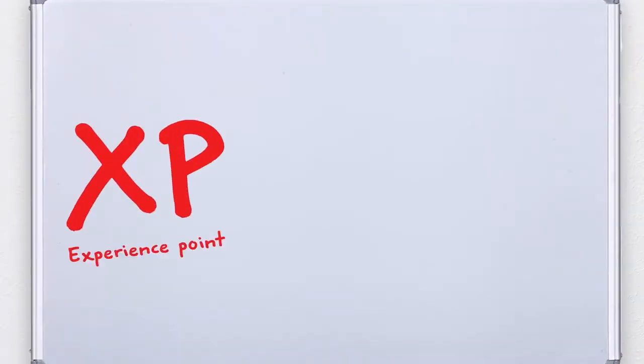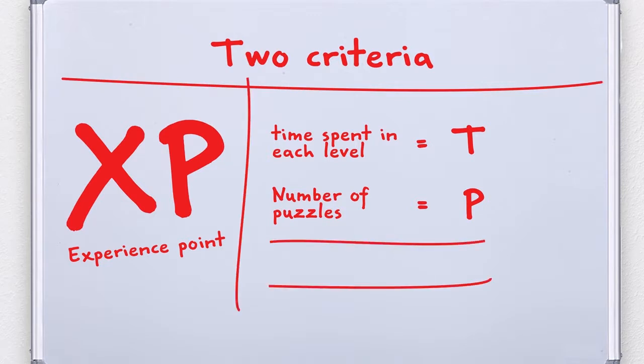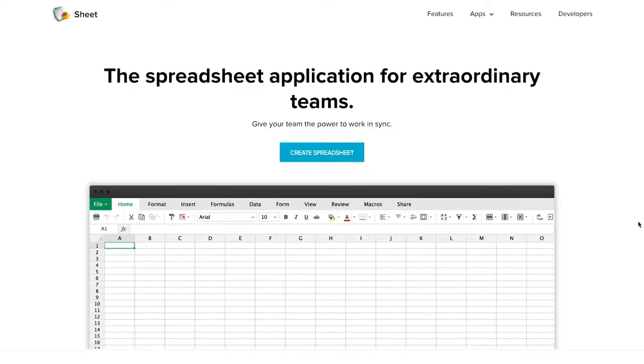And the XPs are calculated based on two criteria: the time a player spends in each level and the number of puzzles and questions they deal with. So the calculator needs to calculate the values of these two criteria. And for this level of calculation, we can use Zoho Sheet, which is our online spreadsheet tool.